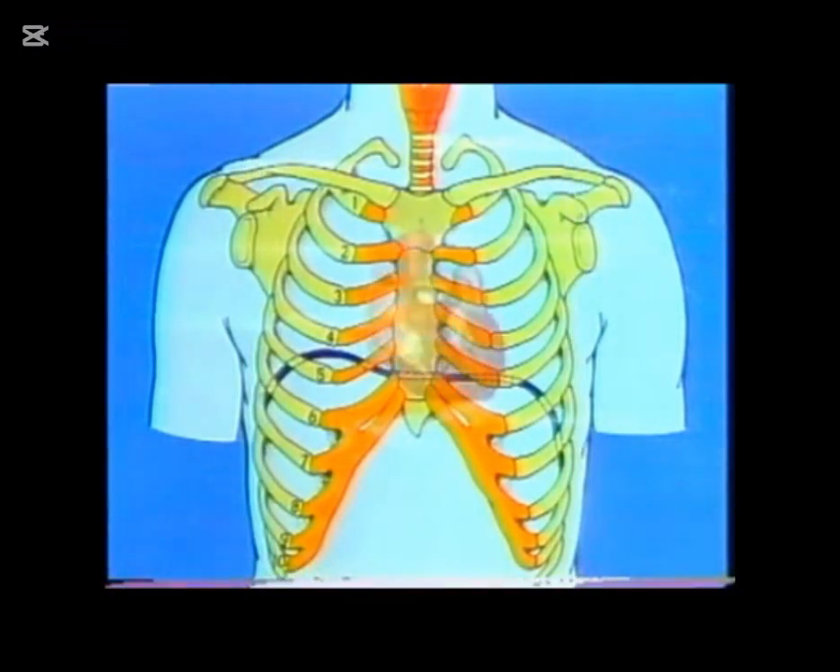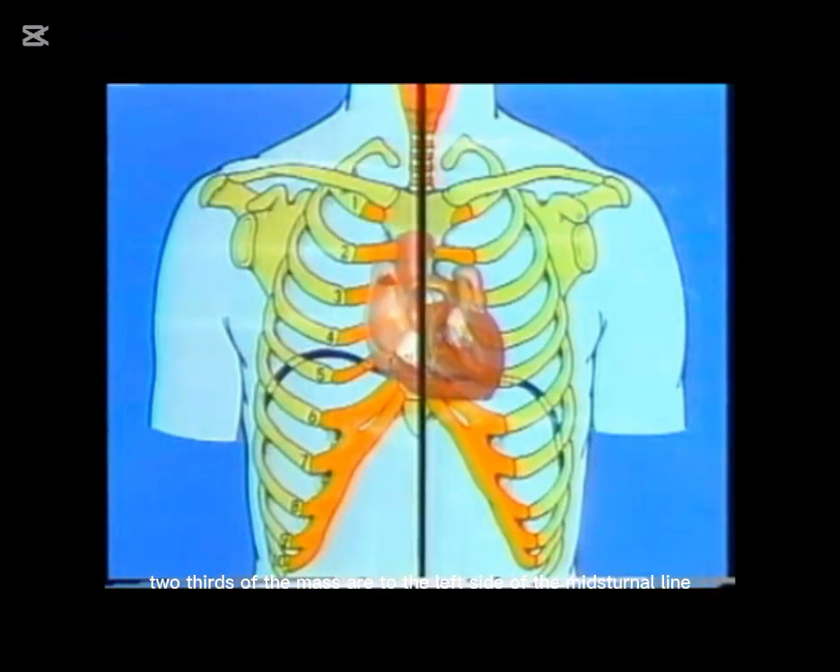The heart is located within the area called the mediastinum. The base, or upper border, is tilted towards the right side of the body just below the second rib. The apex, or lower border, lies about 8 centimeters or 3 inches to the left of the sternum at the level of the diaphragm. Thus, 2/3 of the mass are to the left side of the midsternal line and 1/3 to the right side of the midsternal line.